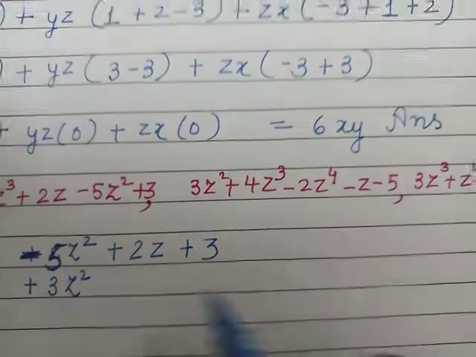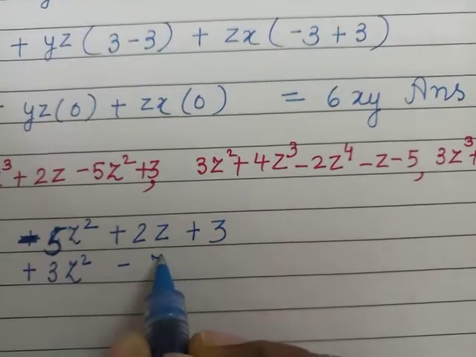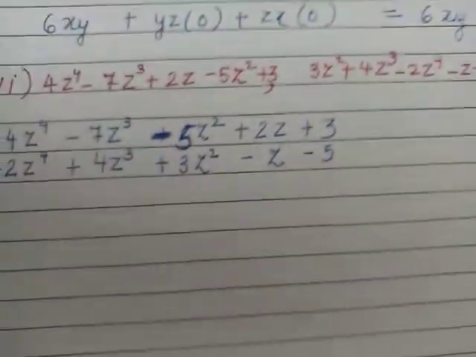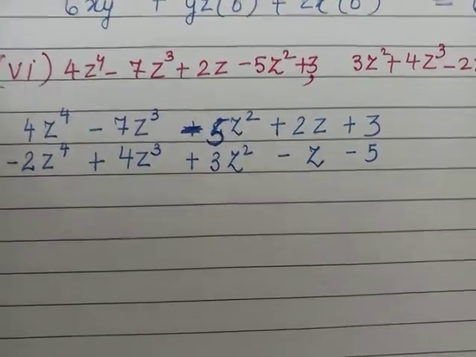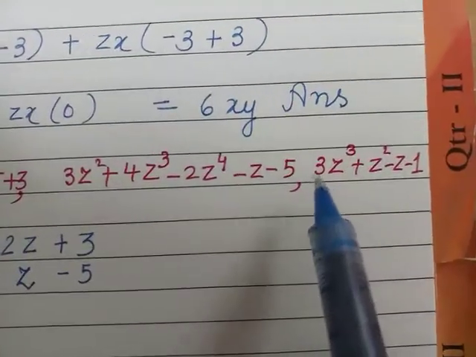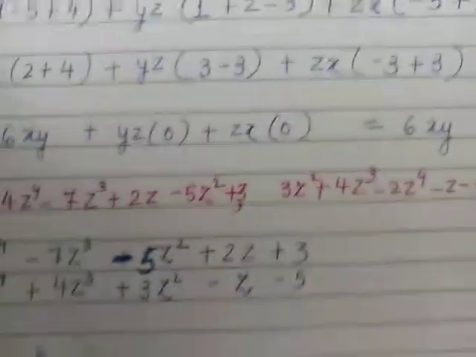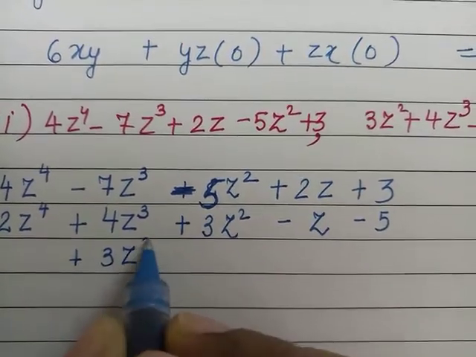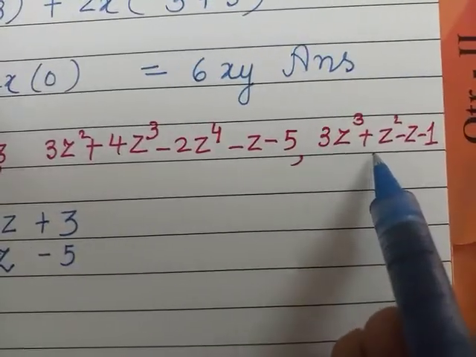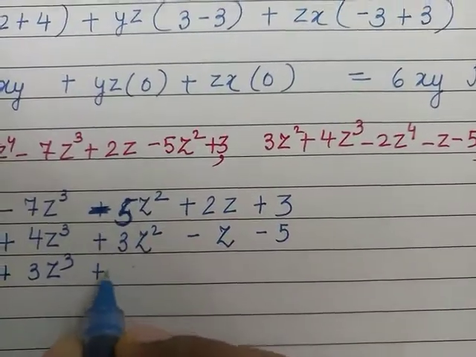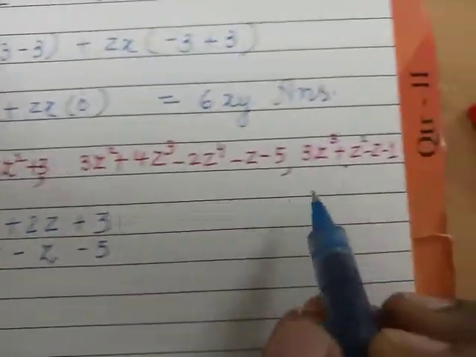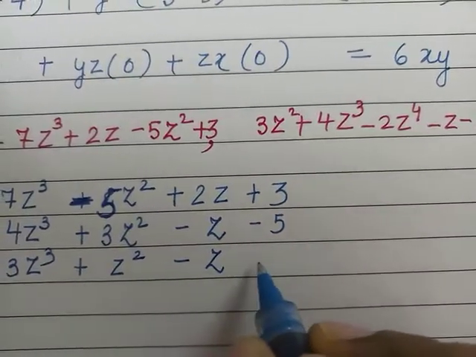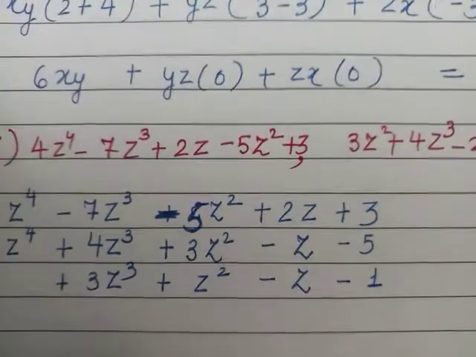Then we have minus z. So I write it under z. And then last we have minus 5. So I have written the like term under the like term. Then we write the last expression. Firstly we have plus 3z cube. So I write it under z cube only, that is plus 3z cube. Then we have plus z square. So plus z square. Then we have minus z and minus 1. So I write minus z and minus 1.